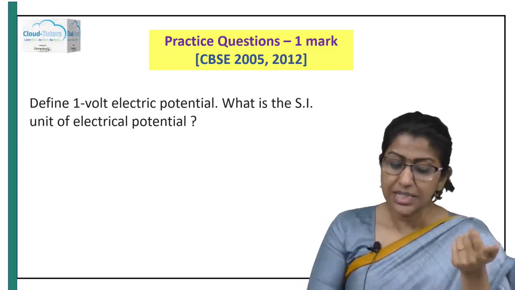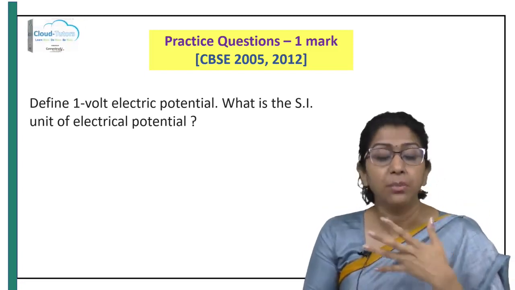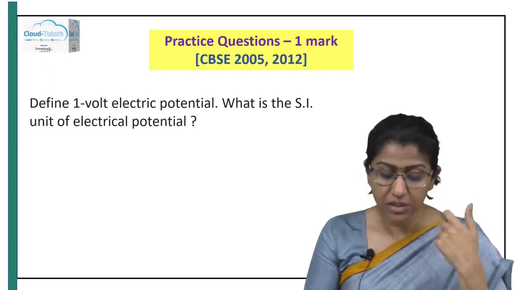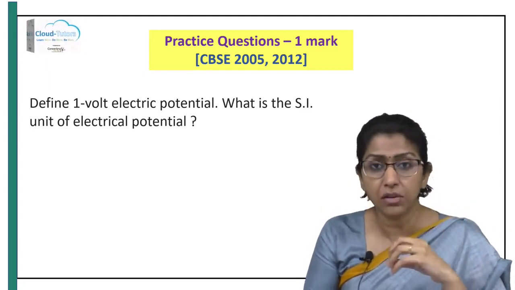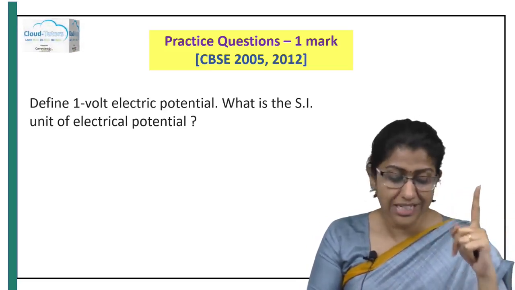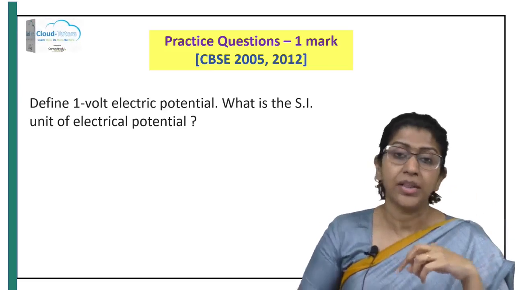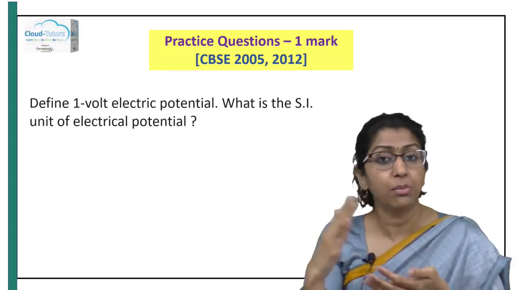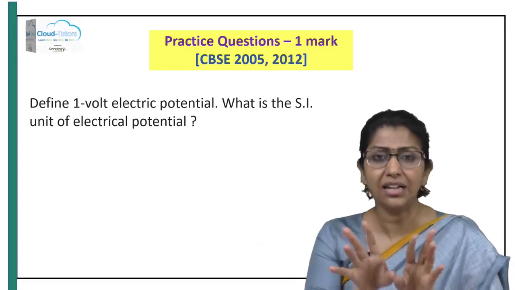So this appeared in 2 of your previous year's examinations, as you can see, 2005 and 2012. Again, it's a very straightforward question. Define 1 volt of electric potential. What is the SI unit of electric potential? So we have studied it just now. What do we mean by electric potential and potential difference? Both are slightly different, right?